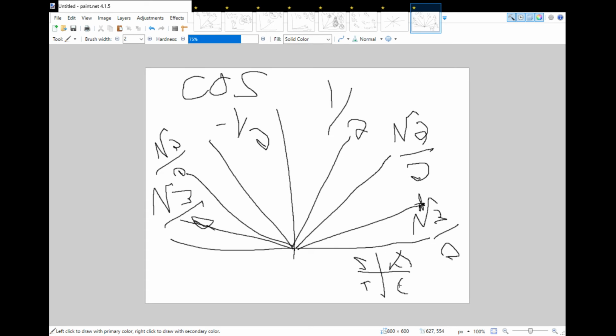I hope this trick kind of helps you guys. At least in my head, I feel like it really helps me get these values out of my head as fast as possible.